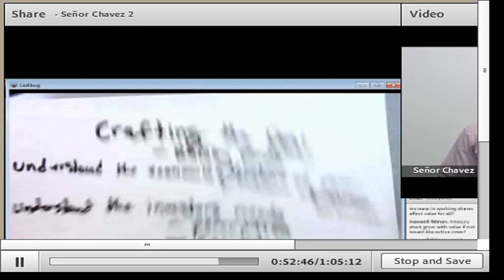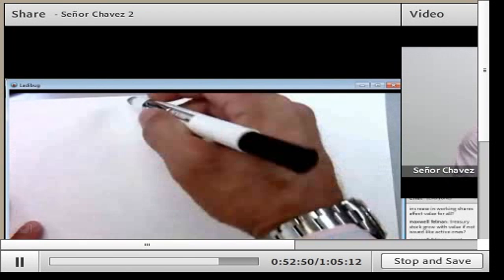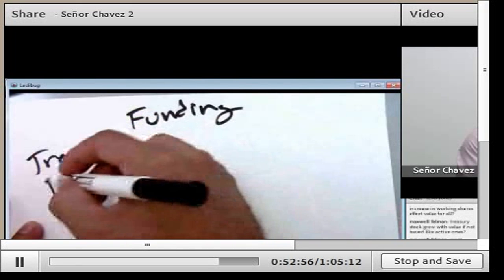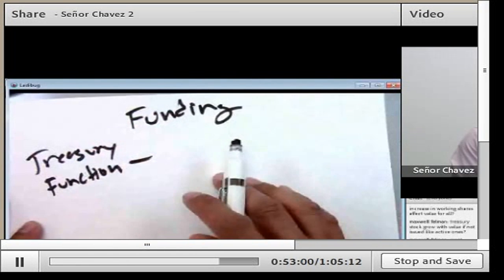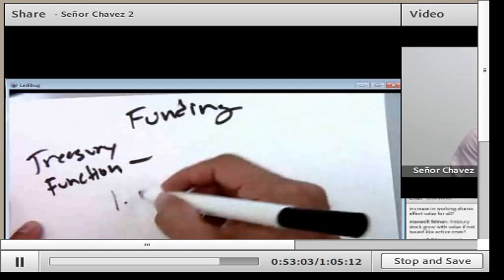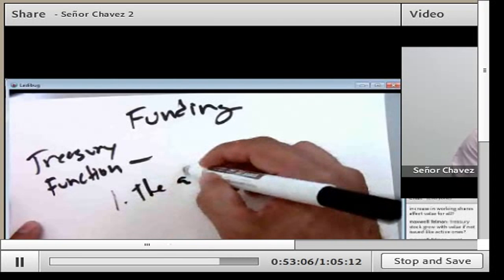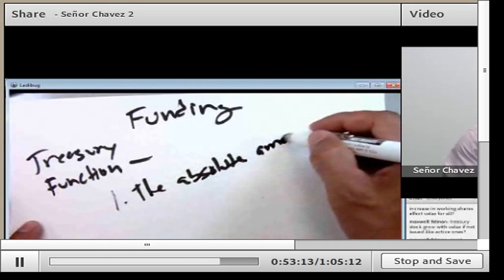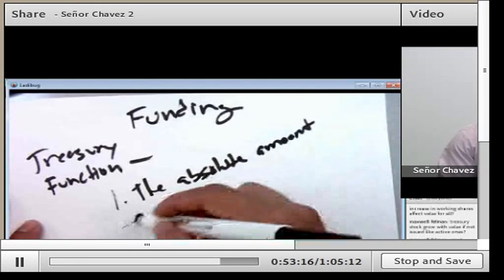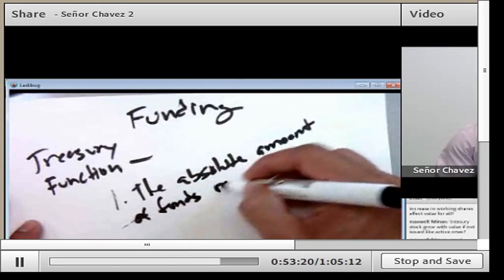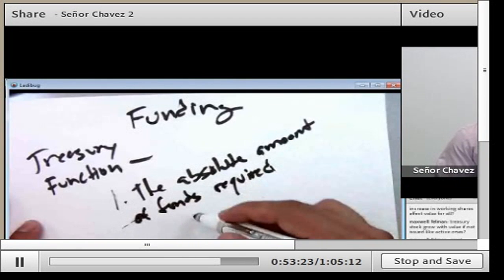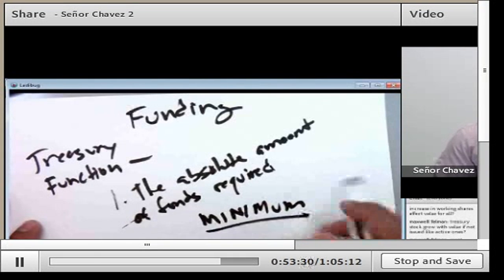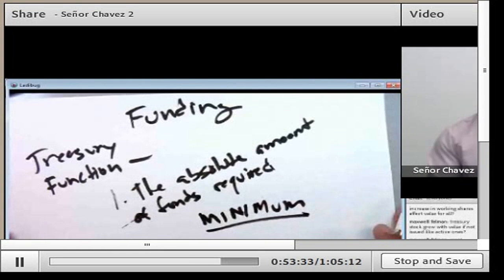We talked about the treasury function of a business when it comes to funding. Number one, you need to know the absolute amount of funds required. This is your minimum. The minimum. What is the least amount of money you can use in order to grow your business?